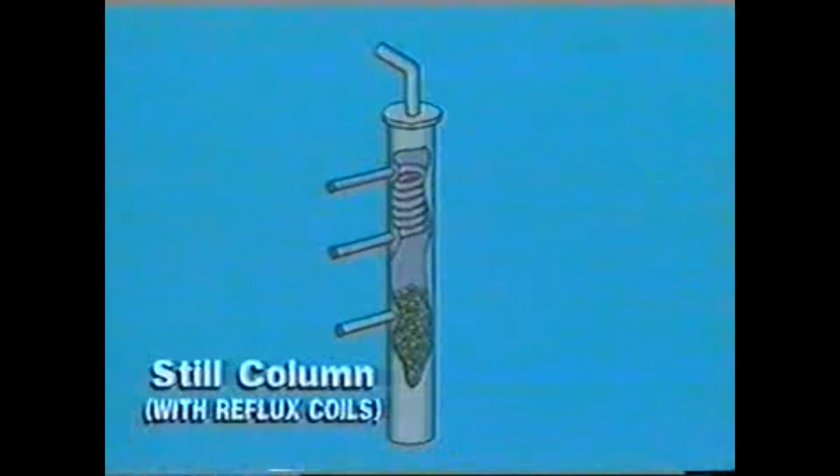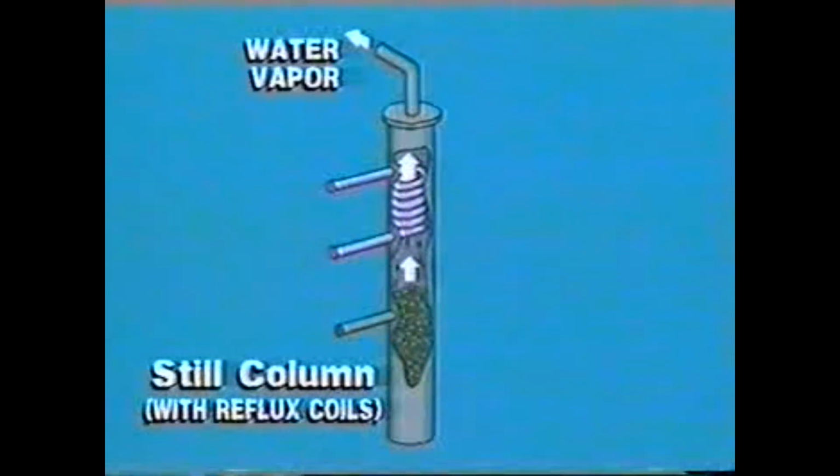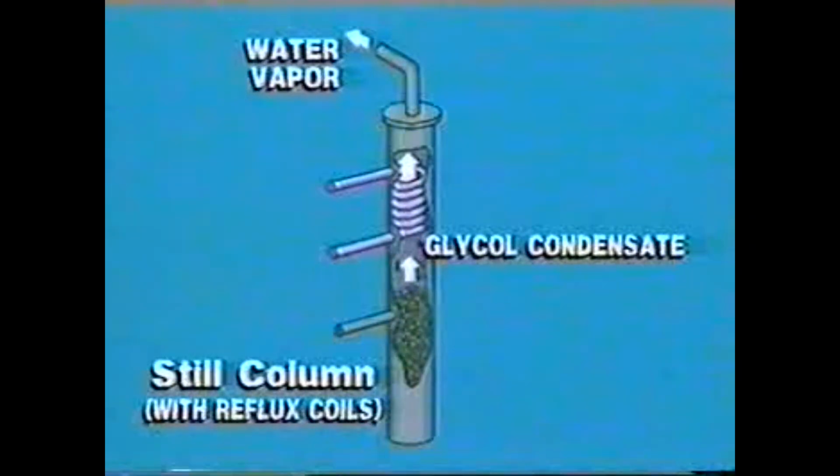Still columns are normally packed columns and have fin condensers or reflux coils in the top. These condensers, or reflux coils, cool water vapor leaving the column and recover entrained glycol. The amount of glycol lost with the water vapor leaving the still column is controlled by the temperature of the water vapor. Now, this temperature, called the still overhead temperature, should be set at the boiling point of pure water.